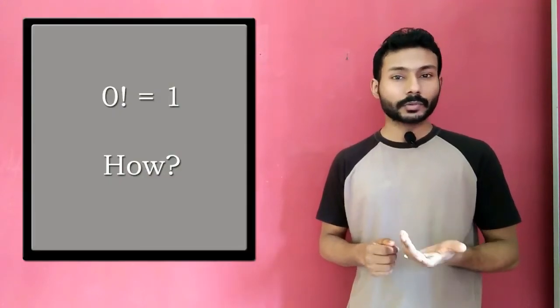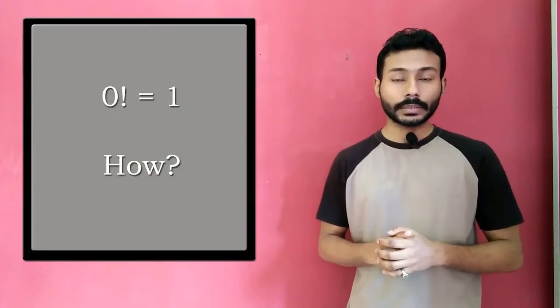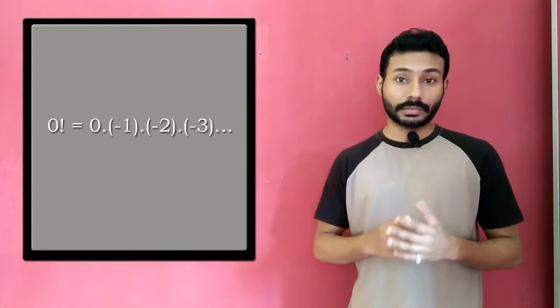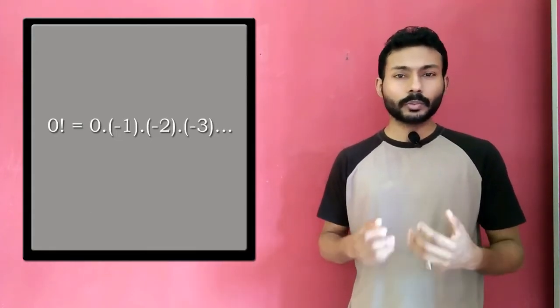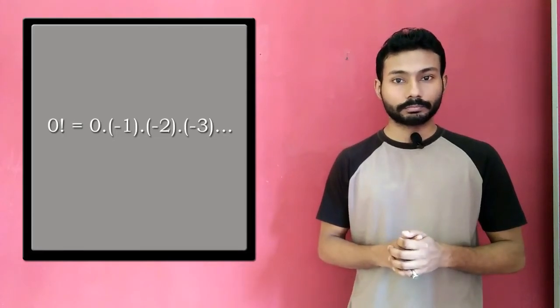Okay, but then how is factorial 0 equal to 1? If we construct a descending chain of numbers starting with 0, it can never end with 1. So how do we even find out the value of factorial 0?